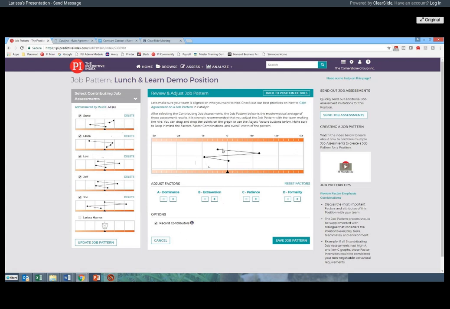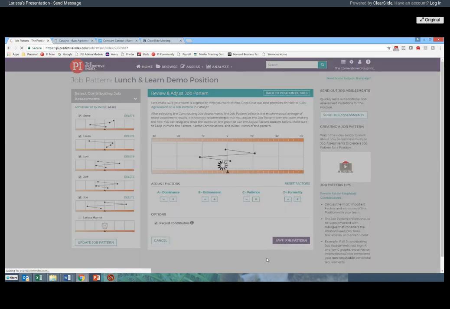So we think that we'd actually like that A on the midpoint here. So I'm going to take my cursor, drag that dot, and put it right on there. Now you'll notice the entire pattern shifted a little bit. That's going to happen because, as most of you know, these factors don't act independently of each other. So then we decide, okay, we're going to bring that formality back up because we all like it just a little bit on the other side. All right, that's a good pattern for our customer service representative. We're going to go ahead and save job pattern.